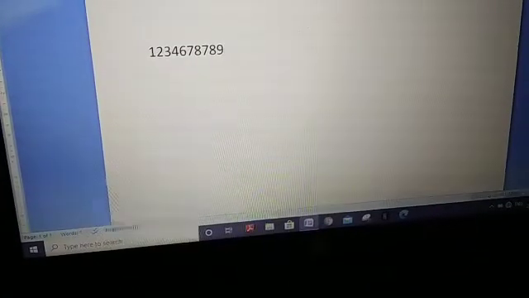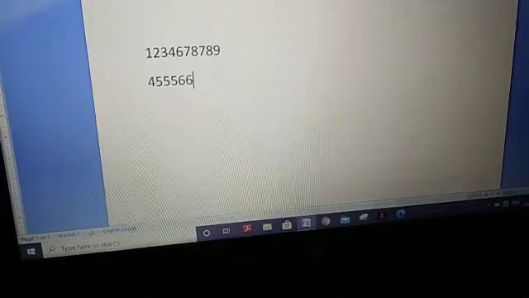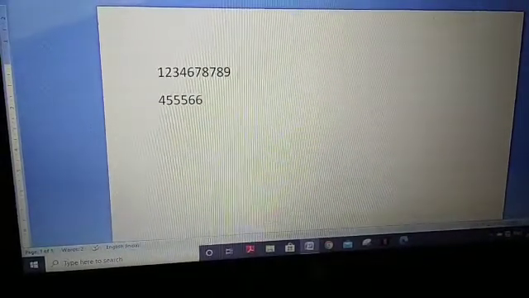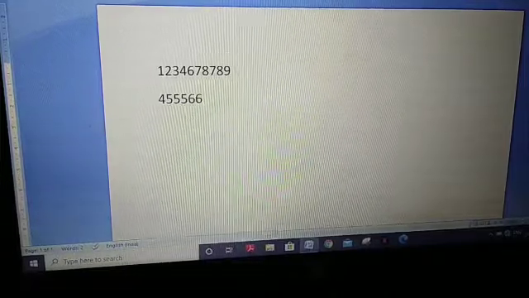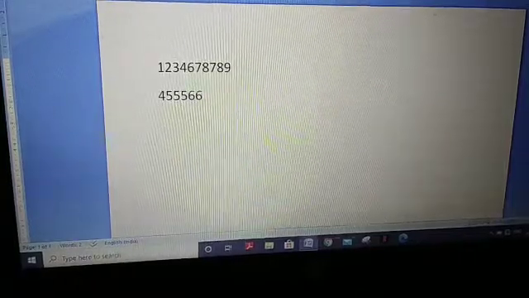Now, to type numbers from the numeric keypad, this key, Numlock, should be on. Understood? Numlock has to be pressed, and then the numeric keypad works and types numbers. So to type numbers from the numeric keypad, the Numlock key should be on. I hope you understood this.